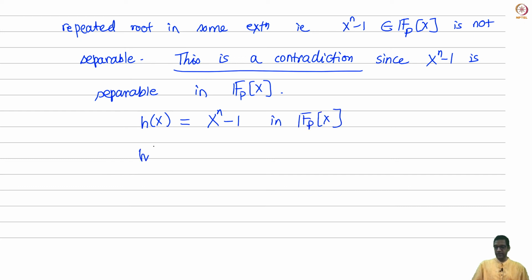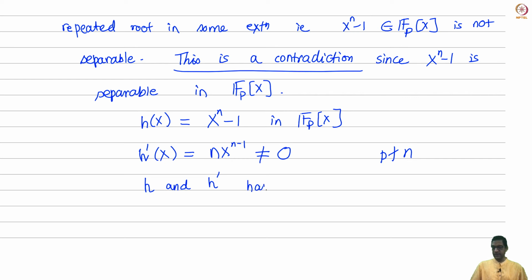What's its derivative? h prime or dh? Well, it's just n x to the n minus 1, and observe that p was chosen to be not dividing n. So n x to the n minus 1 is not 0 here. Because p doesn't divide n, therefore n times something is not 0 in the field Fp. Okay, and observe that h and h prime have no common factors. In other words, their GCD is 1.